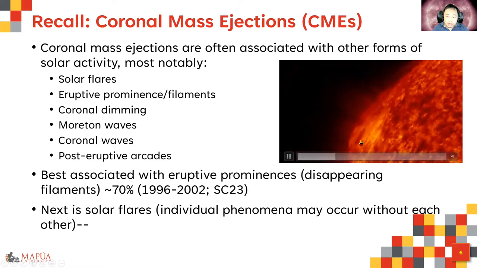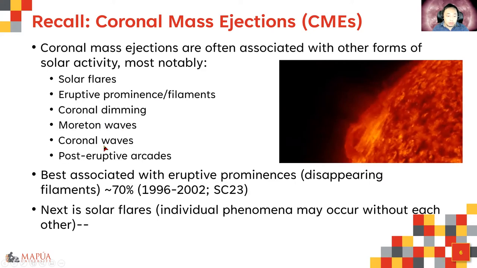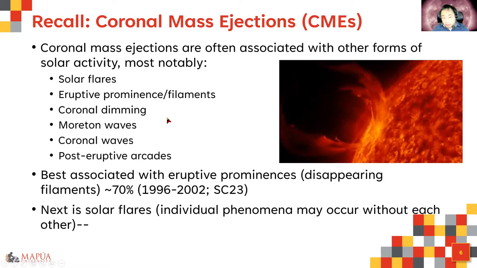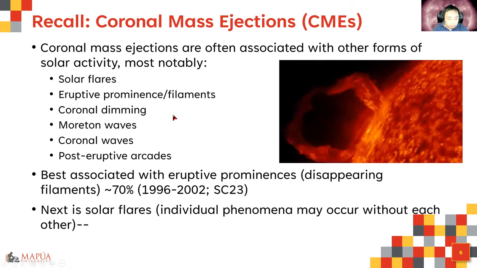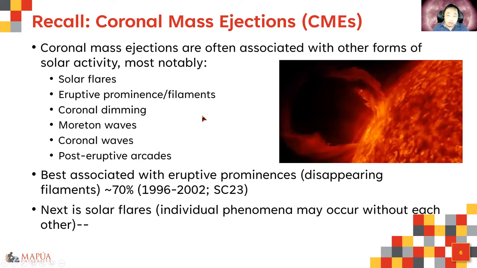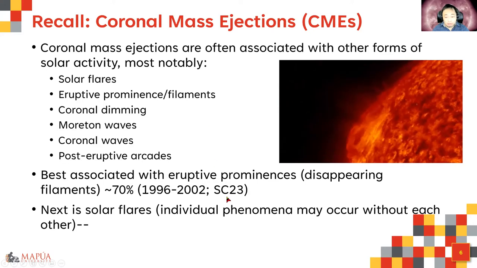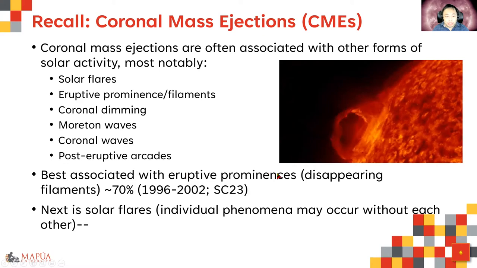This is an example of an eruptive prominence or filament. Coronal dimming, Morton waves, coronal waves, and post-eruptive arcades are some of the examples as well, which was part of your homework last module. Coronal mass ejections are best associated, for the whole solar cycle 23, about 70% with eruptive prominences or disappearing filaments if you're going to look at it in the disk of the sun. And then next would be solar flares.